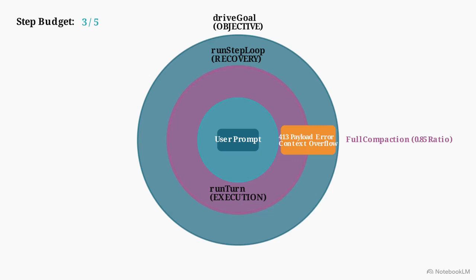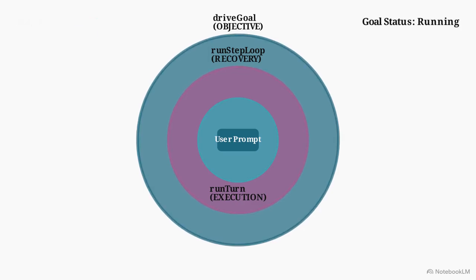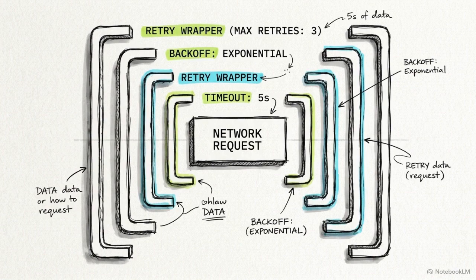Wrapping that is the middle ring, runStepLoop. If the inner loop sends a prompt and the provider rejects it because the context window is full, this loop catches the failure, compacts the context, and retries the exact same turn without crashing the system. Finally, the outermost ring is driveGoal. It fires 1 turn per iteration, reading the goal status between turns and driving autonomy until the objective is marked terminal.